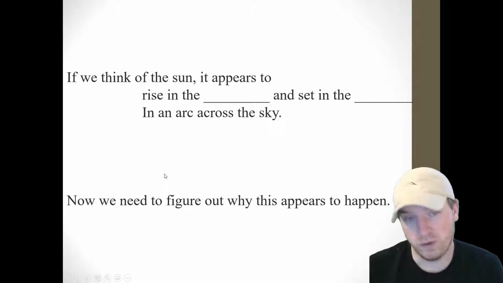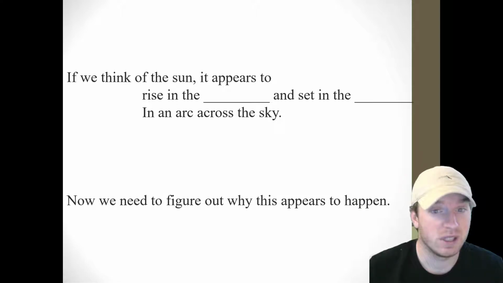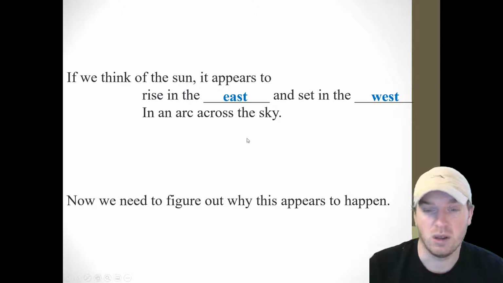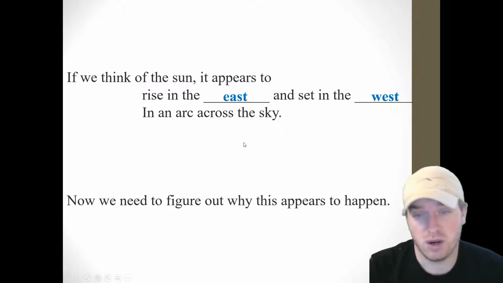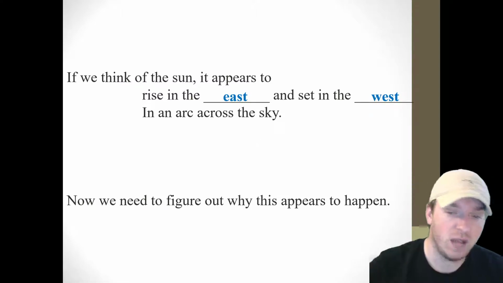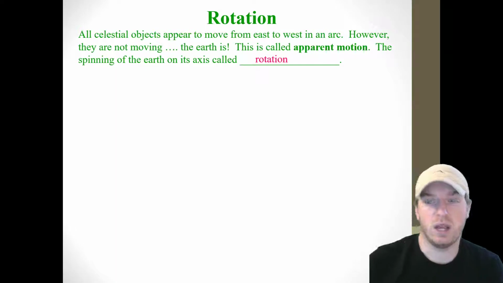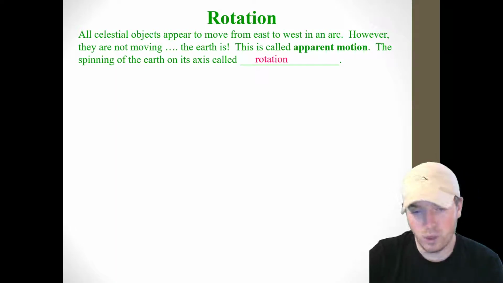So hopefully we know this. If we think of the sun, it appears to rise in the east and set in the west, all the way across the sky. As this happens, we can ask ourselves, is it happening because the sun is revolving around the Earth, or is it because of something else? Well, we know that the sun isn't revolving around the Earth. In fact, it is happening because the Earth is rotating. So we have to quickly define these two.